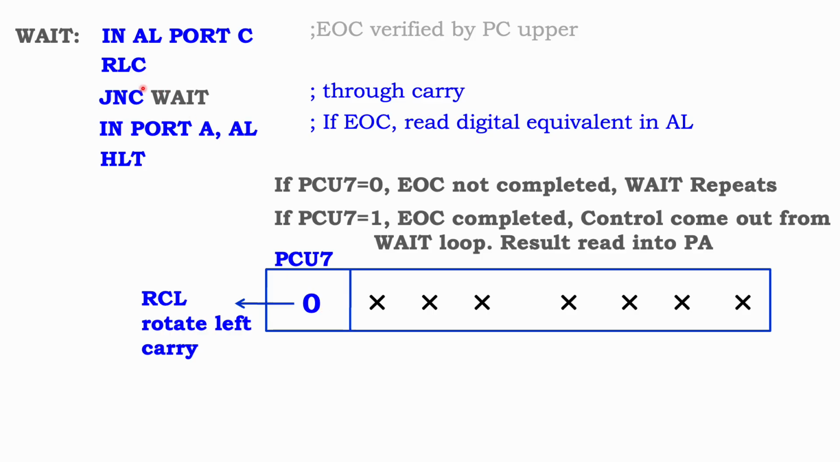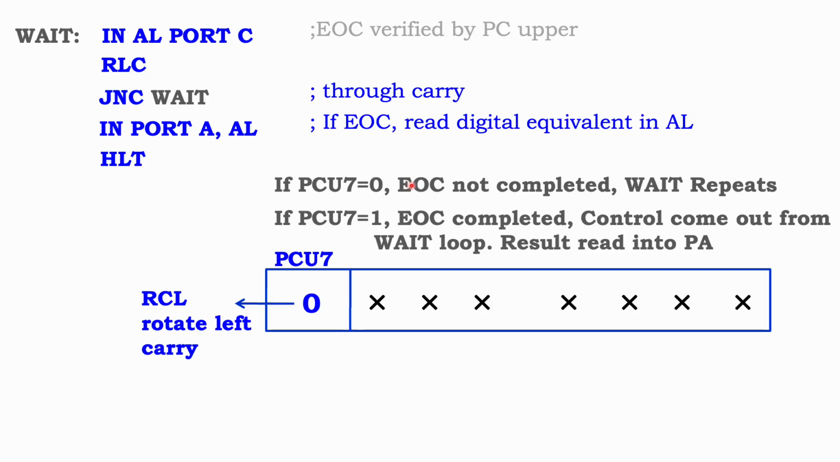What happens now? Jump no zero. What is jump no zero? If there is no carry in the port C upper, only then will this entire loop be repeated. If the carry is there, it will come out of the loop. This is simple logic. Please understand, dear students, once again, this is a very simple loop. Whenever the carry is there at port C upper, this loop will be completed, meaning the start of conversion is completed and the end of conversion is reached. See, carry is 1, end of conversion is reached.